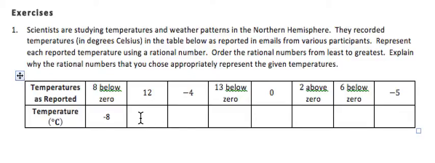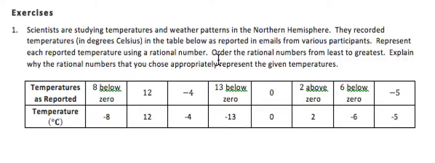For 12, somebody sent an email in saying that it was 12 degrees Celsius. That stays as it is. -4 stays as it is. 13 below 0 is going to be negative because it's below 0. 13 degrees Celsius, talk about cold. 0 is neither negative or positive, so it's going to stay the same. And then for 2, above 0, I know anything above 0 is positive, so that's 2 degrees Celsius. 6 below 0 is negative 6 degrees Celsius, and then -5 just stays as it is. So by doing this, we just ended up representing each of these temperatures by the rational number that goes with it.